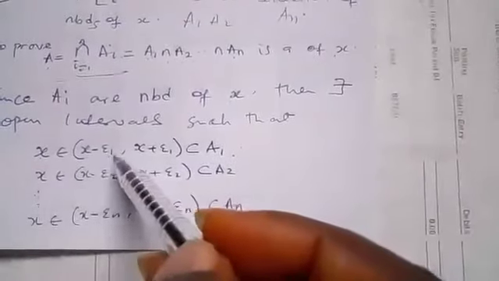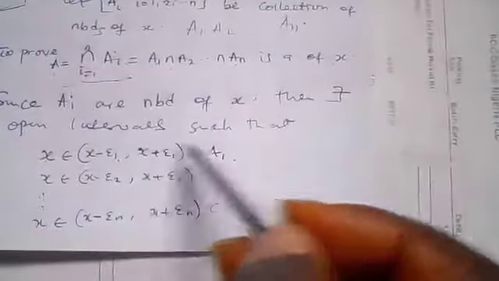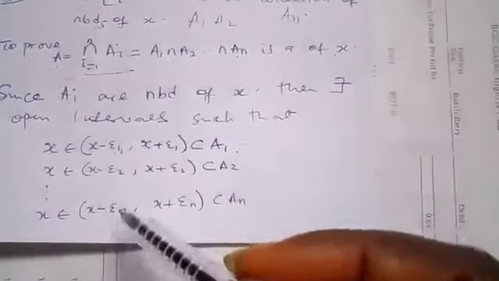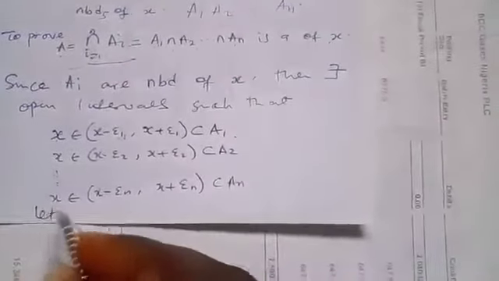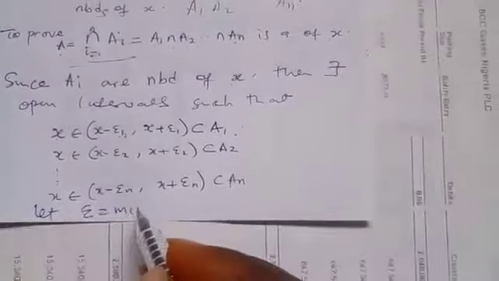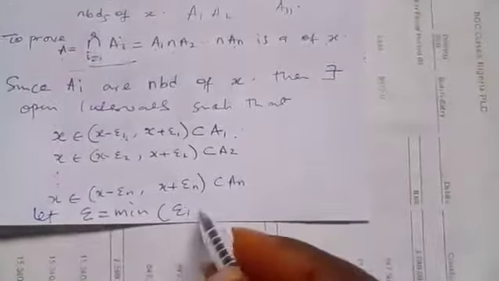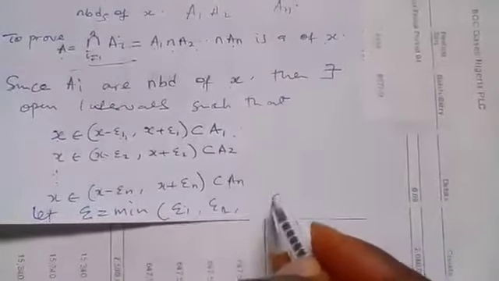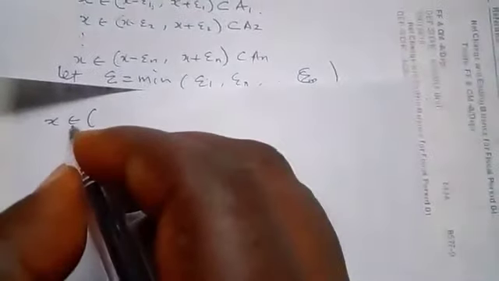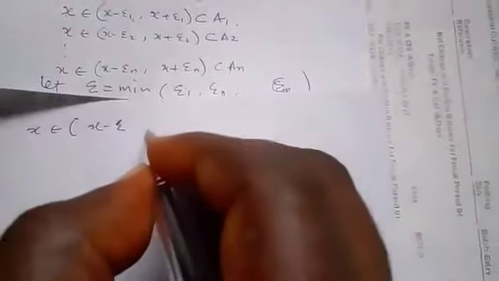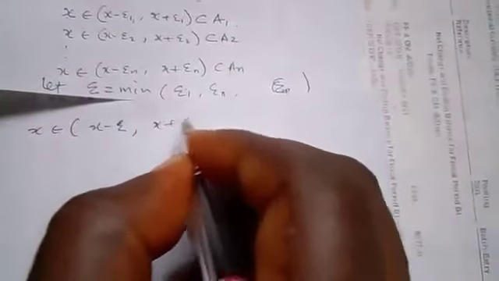You know, it is S minus epsilon. But since we have more sets, I've represented them by epsilon 1, epsilon 2, like that, up till we get to epsilon n. So from this place, we need only one epsilon. If you let this epsilon be the minimum of epsilon 1, epsilon 2, and epsilon 3, so we are going to have that X belongs to S minus epsilon, comma S plus epsilon.